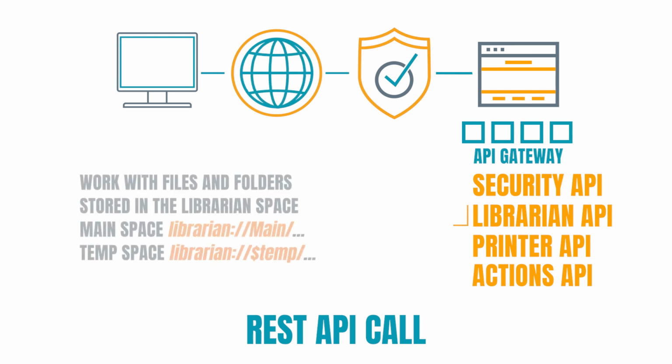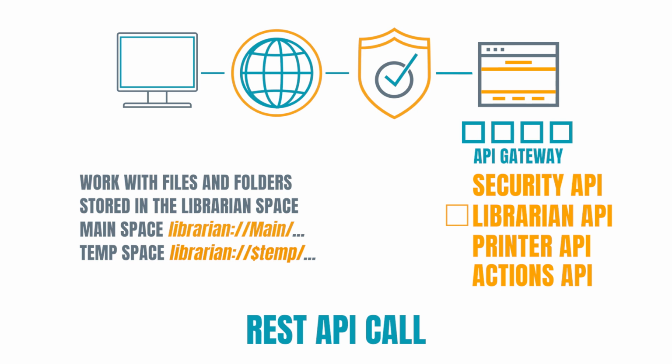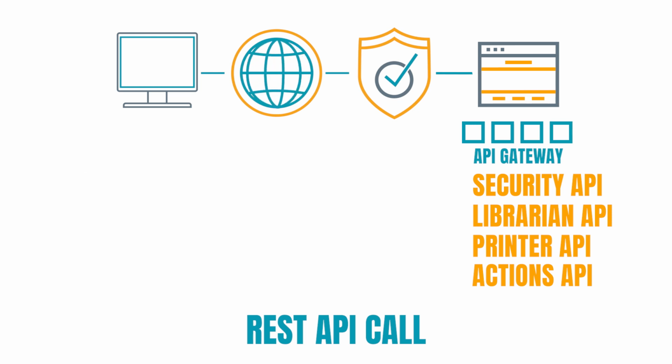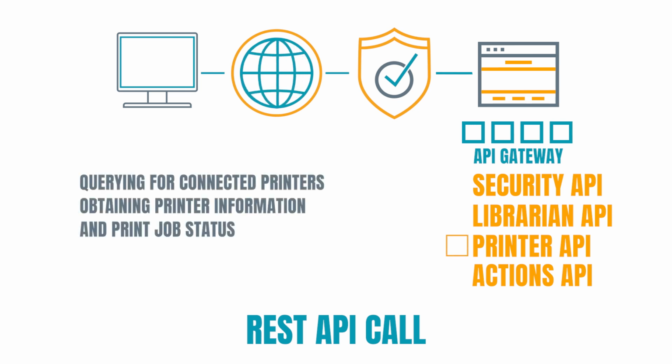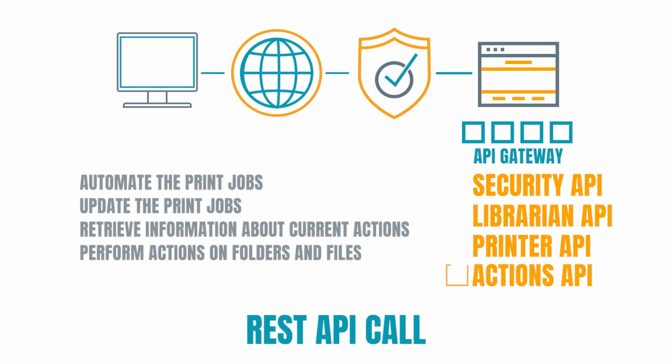Then we have the Librarian API that works with files and folders stored in the librarian space. These spaces are main space and temp space. The Printer API actions include querying for connected printers and obtaining printer information and print job status. Finally, the Action API tells BarTender Cloud to automate or update the print jobs. In addition to printing labels, the Action API can retrieve information about current actions running, as well as perform some actions on folders and files.